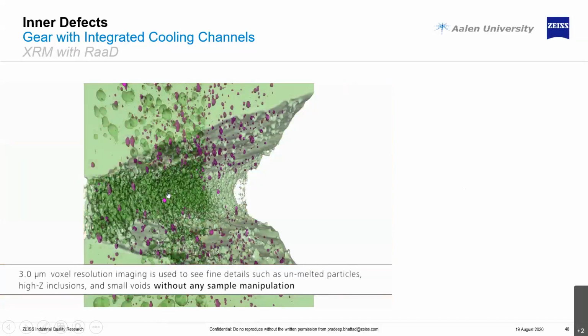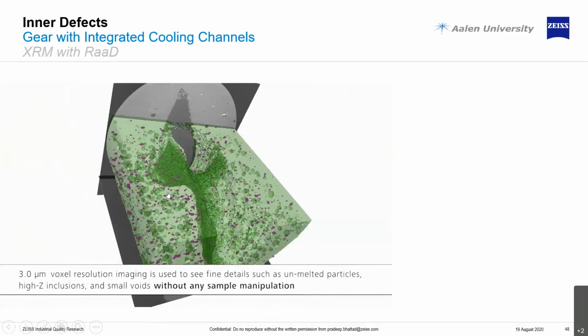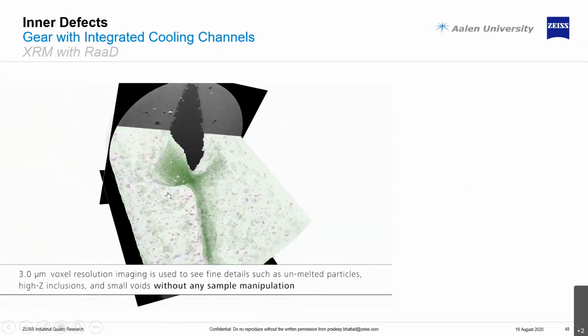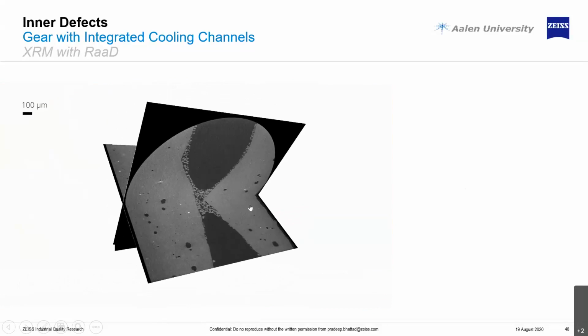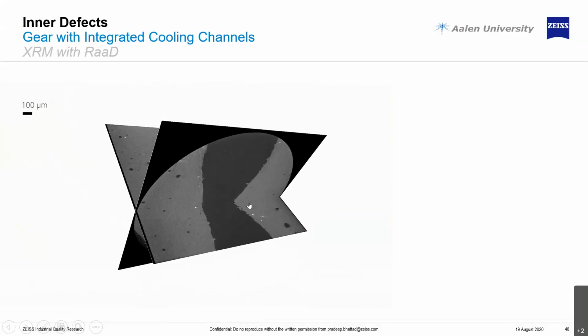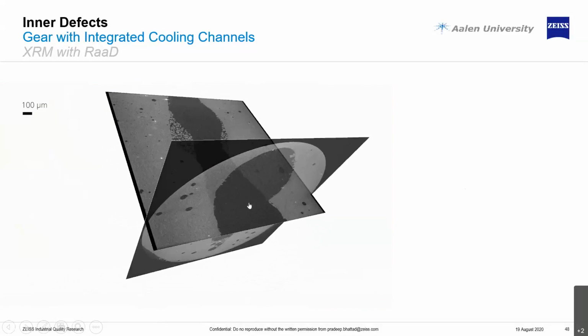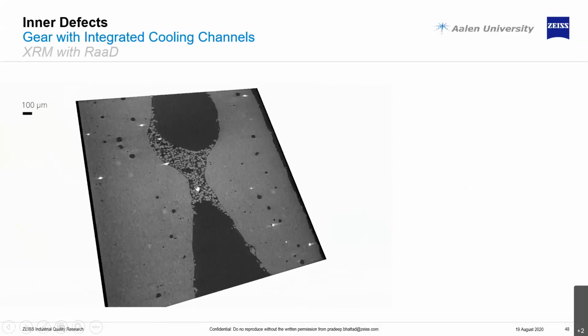So you can image the same without cutting open the part, just zoom in right at that while the part is still sitting inside the instrument. You say, yeah, I want to look at that region at higher resolution. It's like a Google map. You could pretty much zoom in and it starts showing you more details at that area.